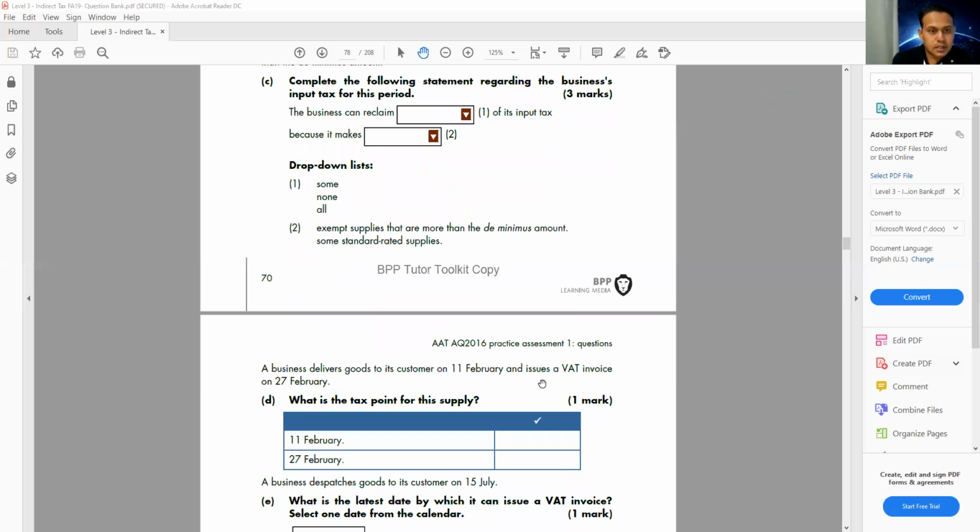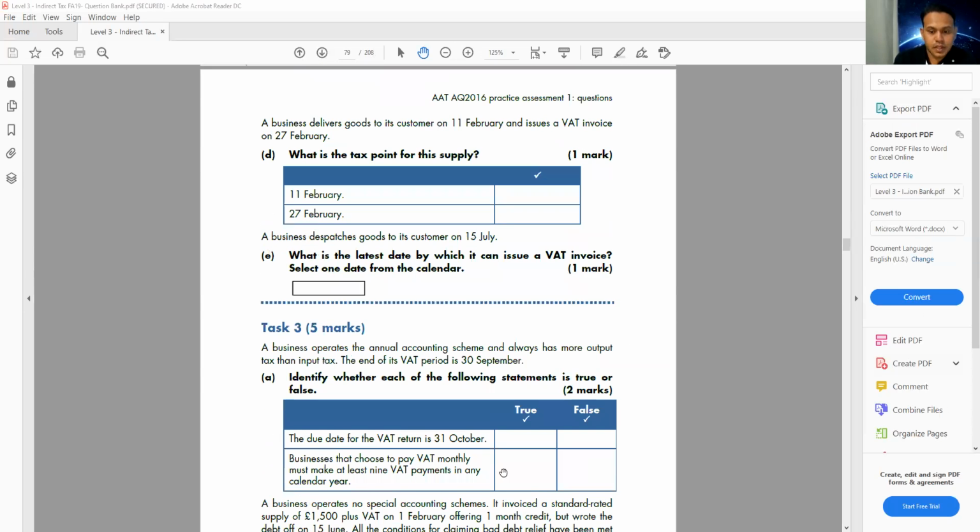On the next one, it says the business delivered goods to its customer on 11 February and issued a VAT invoice on 27 February. So dispatch, that means it is a basic tax point. An invoice is raised on the 27th of February. What is the tax point for this goods supply?